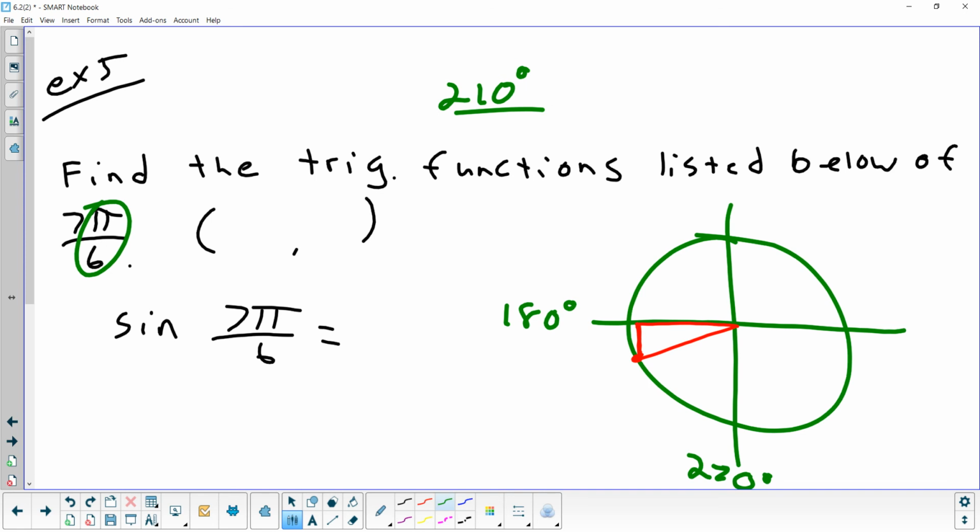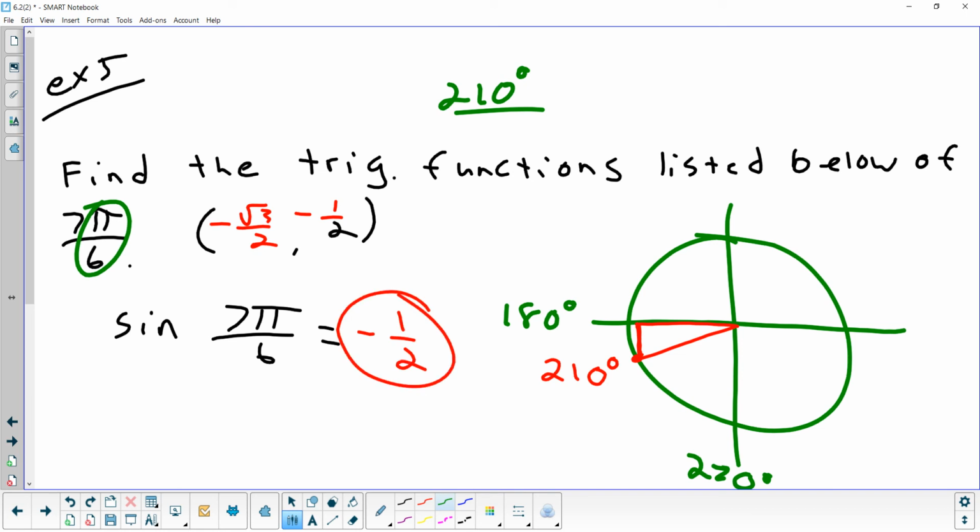There's my long side. There's my short side. So what's the coordinate for 210? Keeping in mind you've gone left and down. That tells you the kind of number. Just put the 2 numbers in the right order. Yep. Negative square root 3 over 2. X side is the long and negative 1/2. Now all they want to know is the sine. So in this case, what's the sine? Yep. Negative 1/2. Okay, so the 2 things I would ask you for is coordinate and then the answer. Okay.